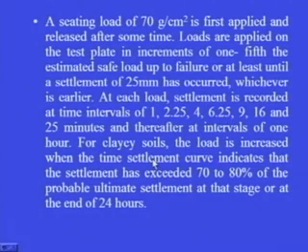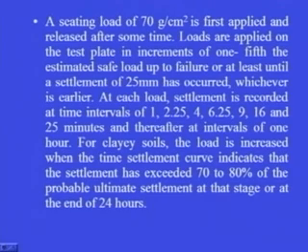A seating load of 70 gram per centimeter square is first applied and released after some time. Loads are applied on the test plate in increments of 1/5 the estimated safe load up to failure, or at least until a settlement of 25 millimeter has occurred, whichever is earlier. At each load, settlement is recorded at time intervals of 1 minute, 2.25 minute, 4 minute, 6.25 minute, 9, 16 and 25 minutes, and thereafter at intervals of 1 hour.